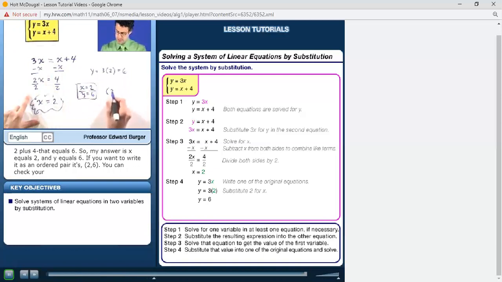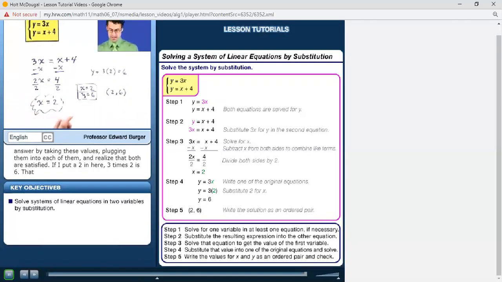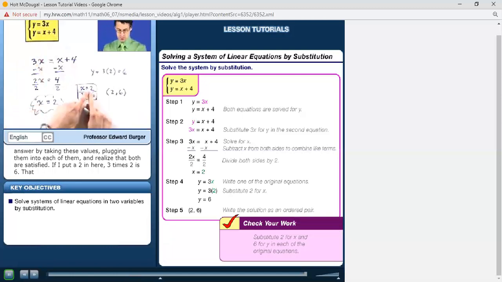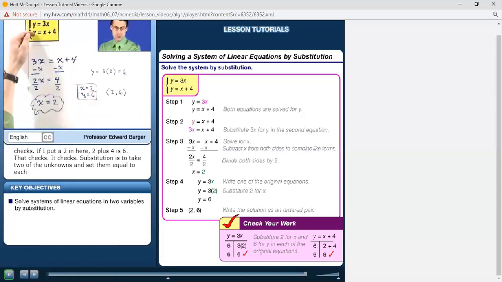Or if you want to write it as an ordered pair, (2, 6). And you can check your answer by taking these values and plugging them into each equation and realizing that both are satisfied. If I put a 2 in here, 3 times 2 is 6, that checks. If I put a 2 in here, 2 plus 4 is 6, that checks. So substitution is to actually take two of the unknowns and set them equal to each other. And when you set them equal to each other, we have this.